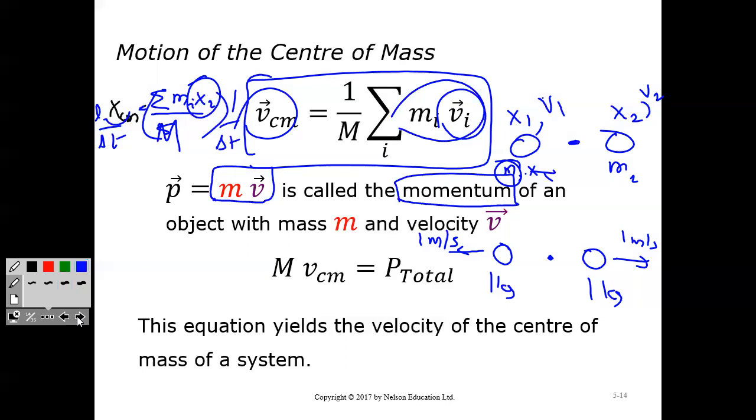So since velocity is a vector, momentum is also a vector. What is the direction of that vector? Same direction as the velocity. Mass will have no effect on the direction because mass is not a vector, right? It has no direction. So the direction of the momentum is the same as the direction of the velocity.